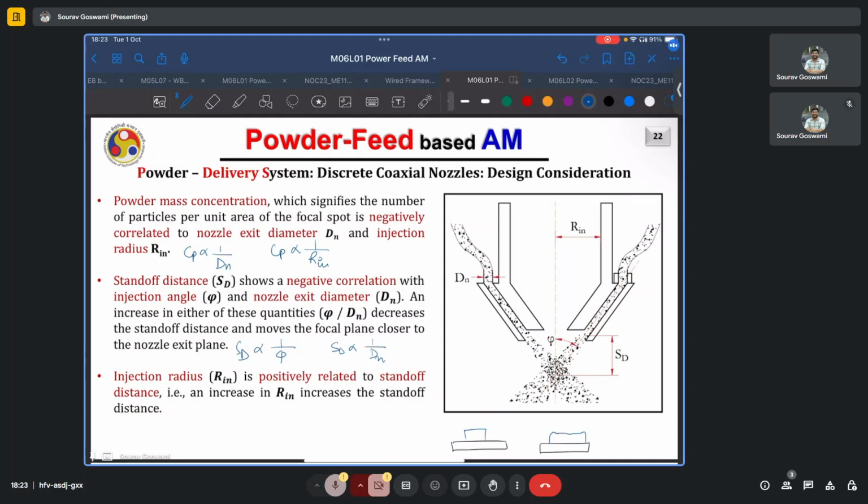Now the injection radius Rin is positively related to standoff distance. That is, Rin is directly proportional to SD. An increase in Rin increases the standoff distance. Okay, then maybe we should write it the other way. SD is directly proportional to Rin because an increase in Rin increases the standoff distance.